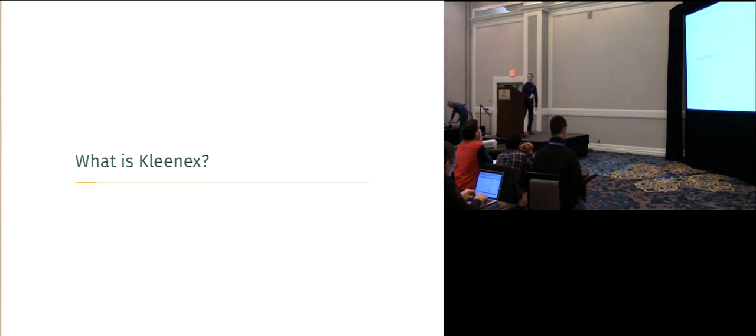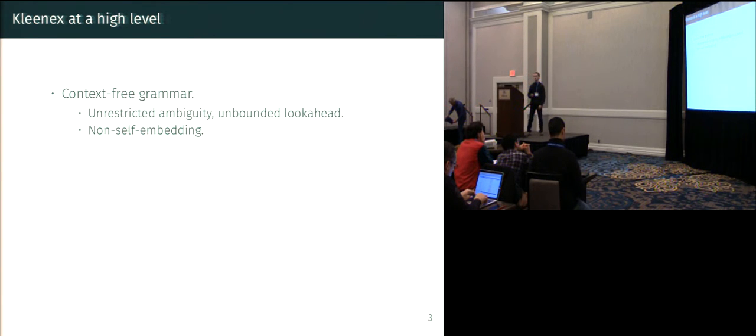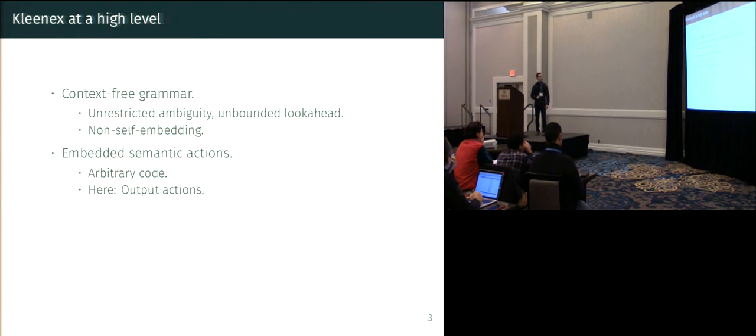What is Kleenex? Kleenex is a programming language for streaming processing of data. Programs are given as context-free grammars with unrestricted ambiguity and unbounded look-ahead. We do, however, restrict the grammars to be non-self-embedding, which I will get back to in a moment. Grammars can contain embedded semantic actions, which can be arbitrary code. But in this talk, I will focus on simple printing actions, which print output strings to the output stream.